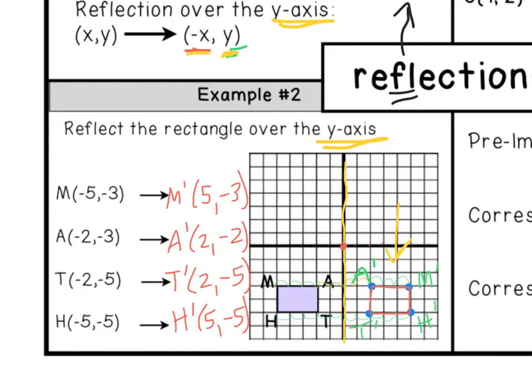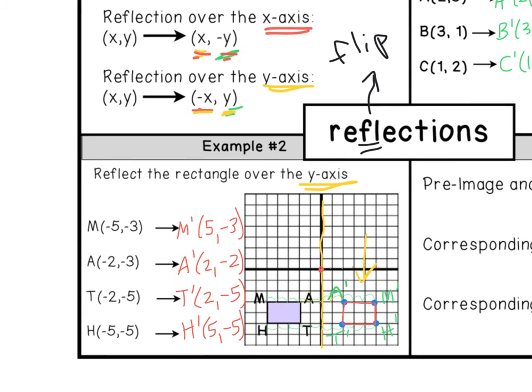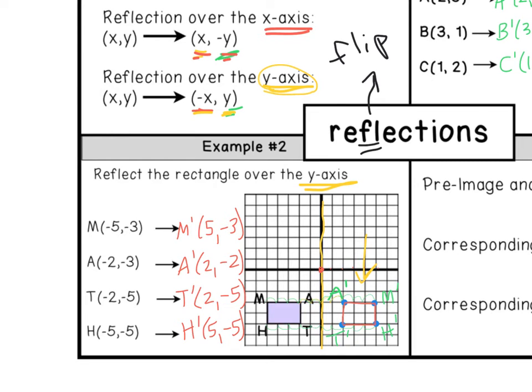All right, let's go back and look at that rule from the beginning. Here, we reflected it over the y-axis, so our x value should have become the opposite. So our x values, these were all negative, and they all became positive over here. And then our y value is supposed to stay the same, and it looks like, yep, those are all the same.